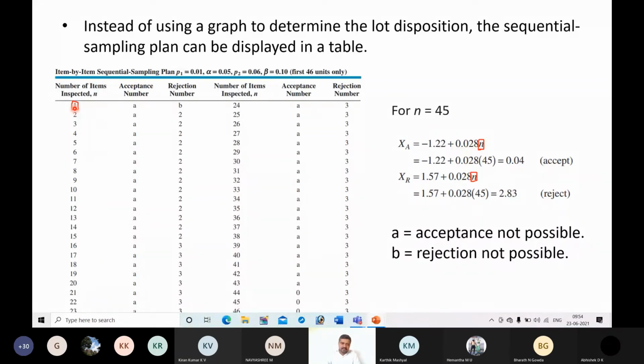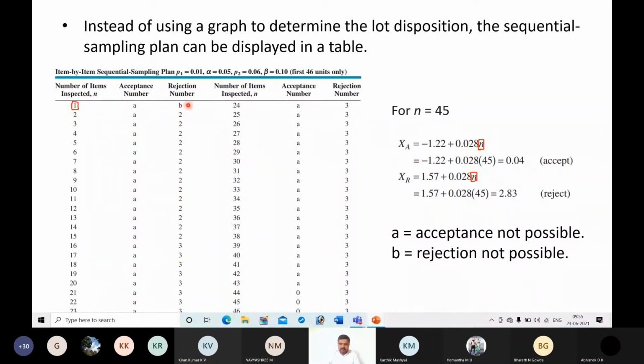So that's why here it is written as B, rejection not possible, because the XR value is greater than the N value. In that case, you have to write it B. Next, you can see the number of inspected items. You are inspecting 2 units, and if both are defective, you will reject it. Now it is possible, 2 out of 2, you can reject it. But when there is only 1 unit, it should be either 0 or 1, so 2 is impractical. That's why we write it as B.